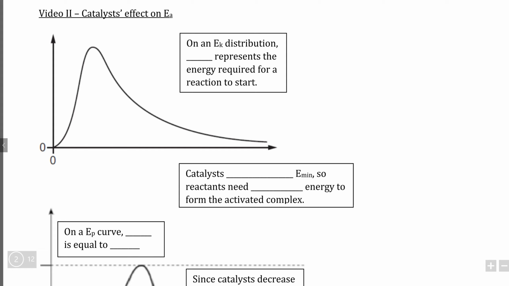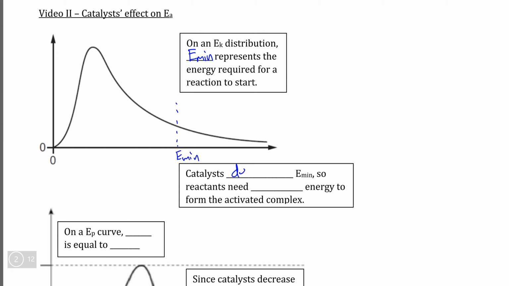In this video, we're going to compare the changes that adding a catalyst has to a kinetic energy distribution to the changes we would expect to see on a potential energy curve. As we know, the most important measurement on a kinetic energy distribution is Emin, because that represents the minimum amount of kinetic energy that reactant particles need in order to undergo a successful chemical reaction.